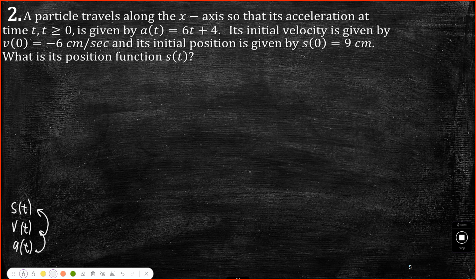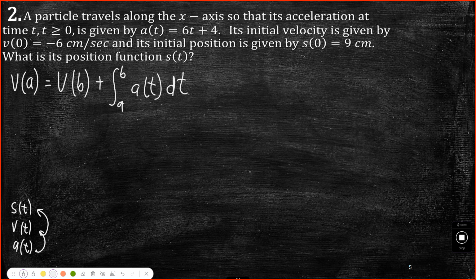We're not going to say s of a equals s of b or whatever. We've got to just treat it as v of a, the velocity is equal to the velocity plus the integral from a to b of a of t dt. And we're going to put in those numbers.